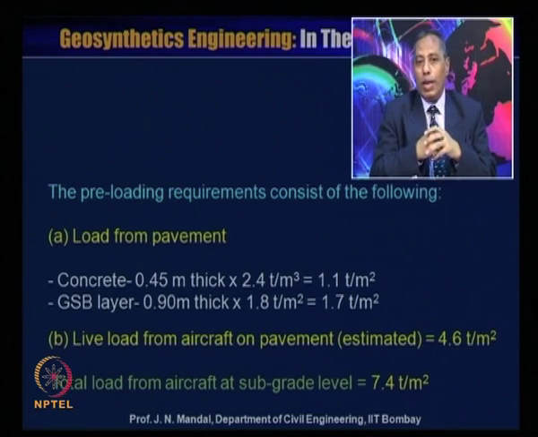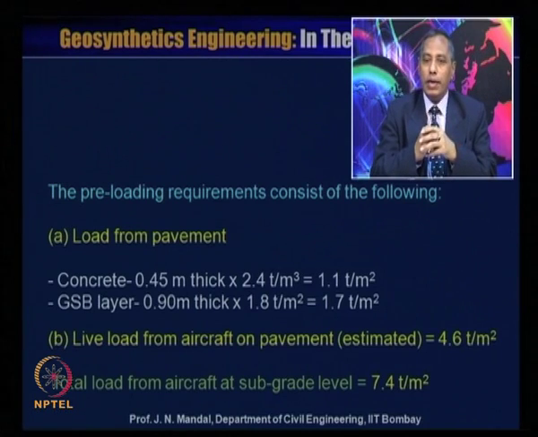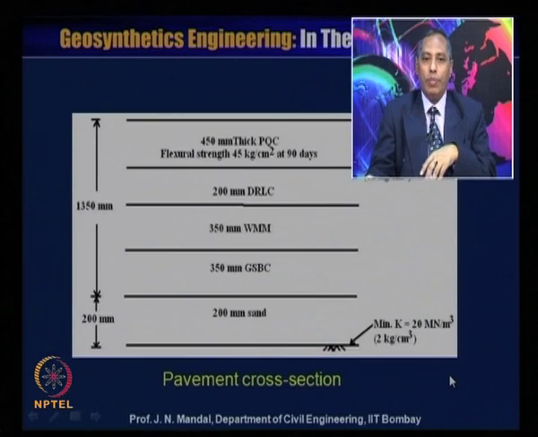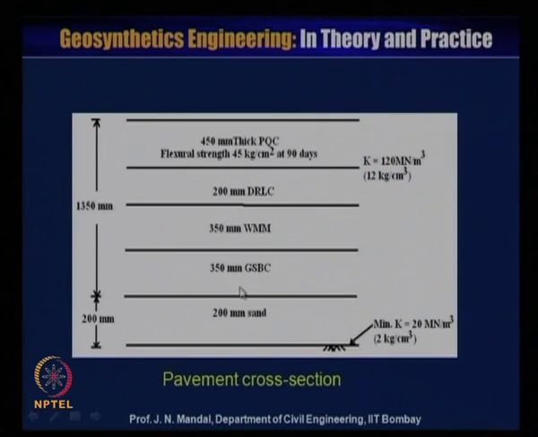And the live load from the aircraft on the pavement is estimated as 4.6 ton per meter square. So, the total load from the aircraft at the subgrade level is 1.1 plus 1.7 plus 4.6, this will give 7.4 ton per meter square. So, this is the total load from aircraft at the subgrade. So, this is the pavement cross section.